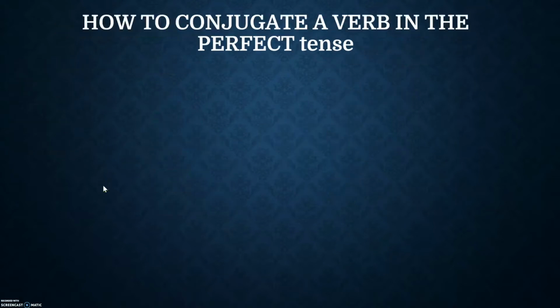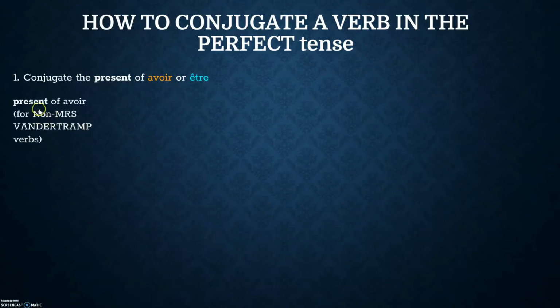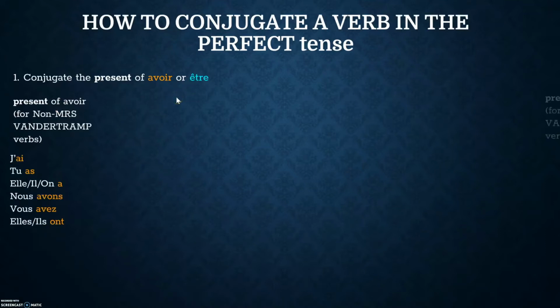Okay, so now to sum up, we're going to bring together what we know about the past tense with avoir and the past tense of être, to create a model of how to conjugate any verb in the past tense. The first step of conjugating a verb in the past tense is you have to conjugate the present of avoir or être. If it's a non-Mrs. Van de Tramp verb, you're going to conjugate the present of avoir. If it is a Mrs. Van de Tramp verb, you're going to conjugate the present tense of être.